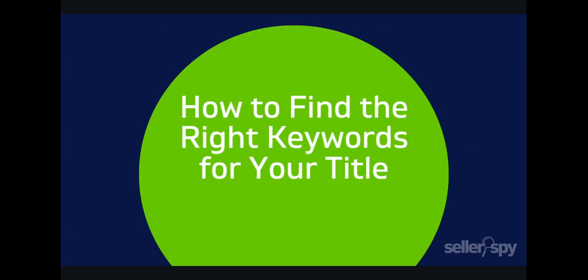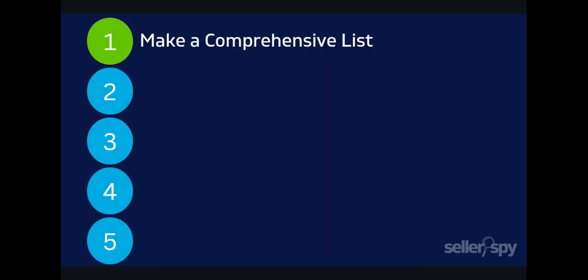So how do you find the right keywords for your title, right? So that's the next part. How are we going to find these right keywords? The first step is to make a comprehensive list of every single possible keyword you could use to describe your product. And this includes subject, this includes grade level, this includes resource type. Is it an activity, flashcards, printable, coloring page? Every single possible keyword you can think of or word you could use to describe it.